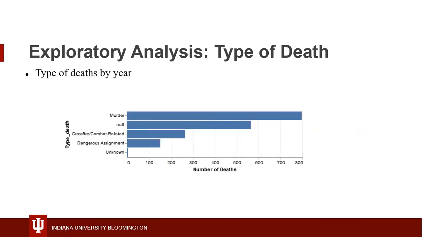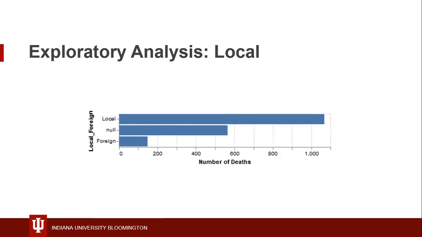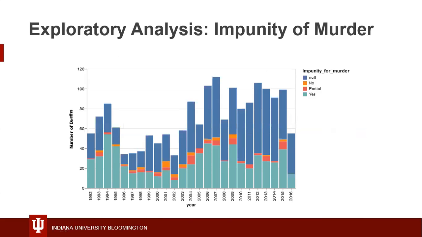This bar plot shows that most journalist deaths were due to confirmed murders. Interesting. This bar plot shows that most journalists worked for specific organizations and were not freelance. Here we see that most journalists were killed in the country they belong to. This bar plot shows that most of these deaths were not investigated, and some of them were only partially investigated. And clearly, we see that some years are worse than the others.